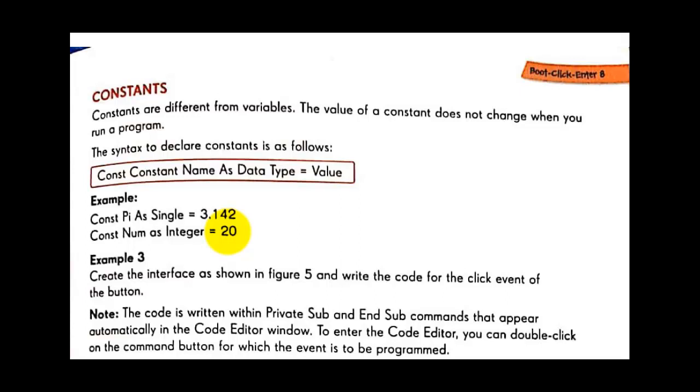It will remain constant, it will remain fixed throughout the program. Whenever we use or call this pi, it will give the value 3.142. Constant num as integer equal to 20. This number also, if we define it as constant, will not be changed. Num will always be 20 and the value of pi will always be 3.142.